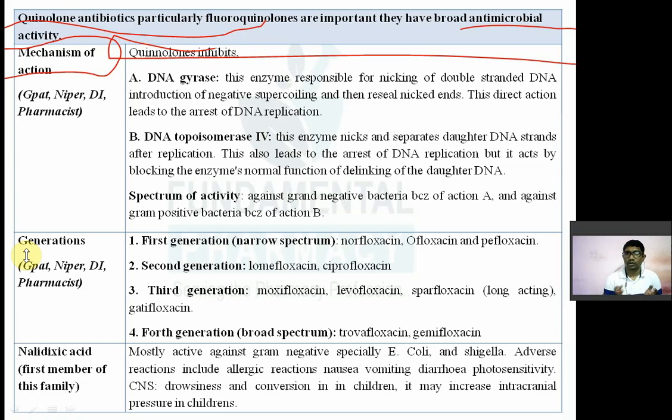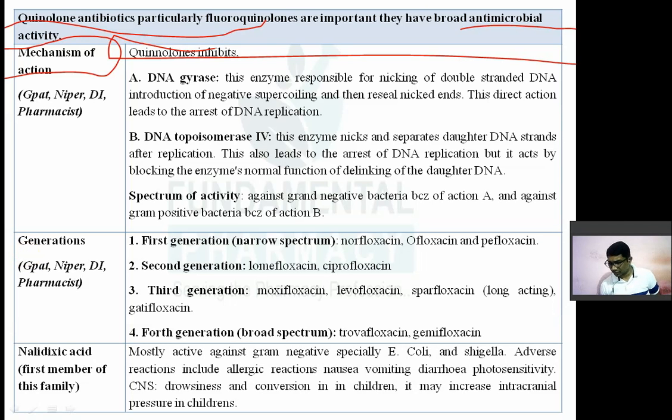During replication, due to separation of the two DNA strands by DNA helicase, there is supercoiling at the other end, and after replication that supercoiling should be removed. Replicated DNA should be separated from the original DNA. That is done by DNA gyrase, which is also known as DNA topoisomerase. It relieves the supercoiling.